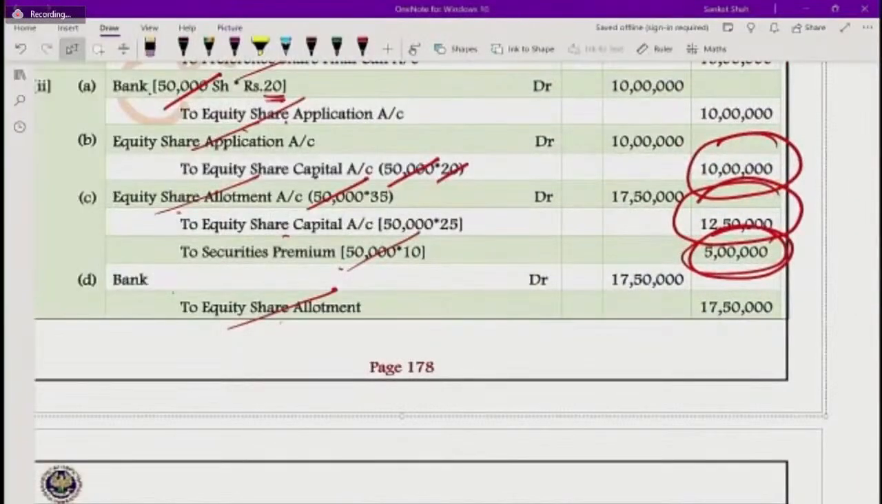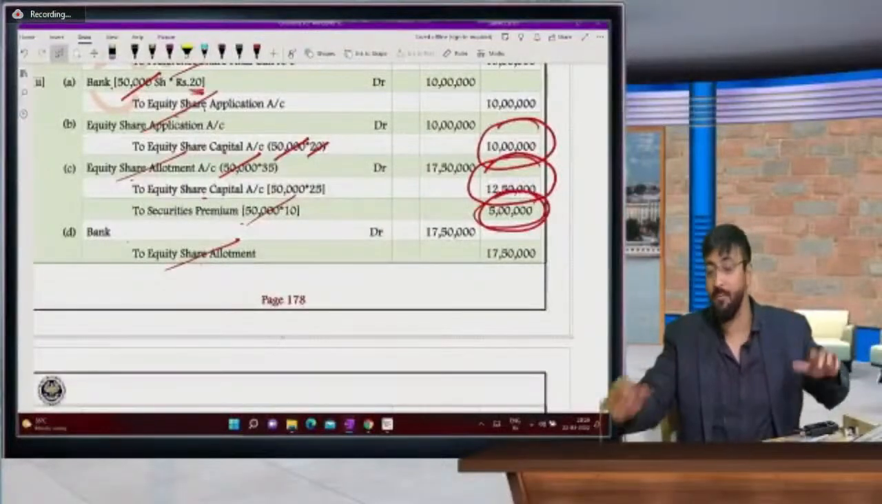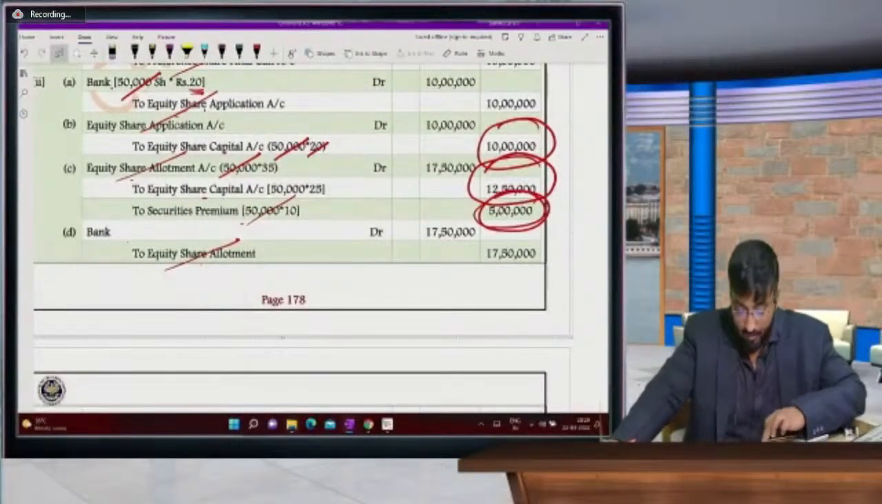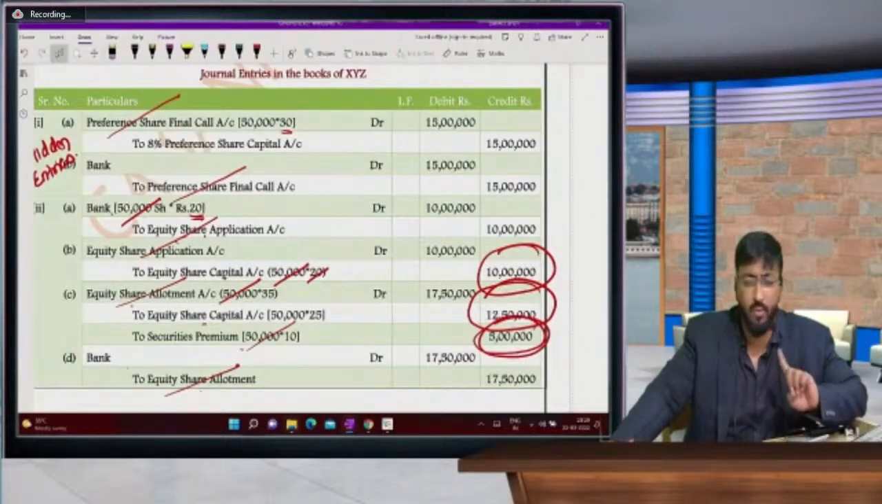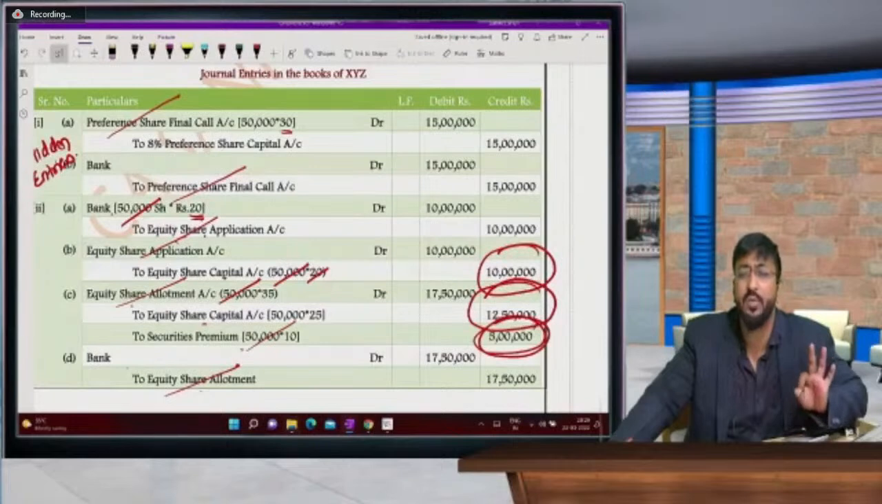See beta. Now, last 5 minutes, some tips. How to recall? Now see, first you have to call final call, so don't refer to the answer. Preference share final call account debit to preference share capital, bank account debit to preference share final call. Over. Then application: bank account debit to equity share application, then equity share application to equity share capital. Over. Then equity share allotment due: equity share allotment account debit to equity share capital to security premium, and then bank account debit to allotment.